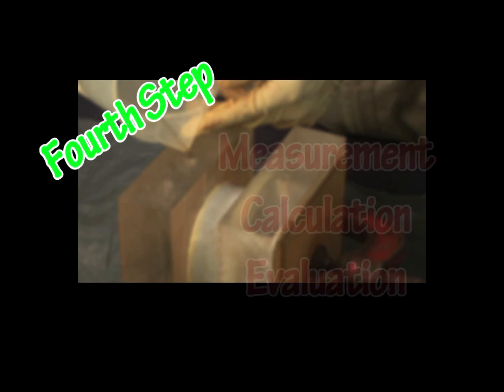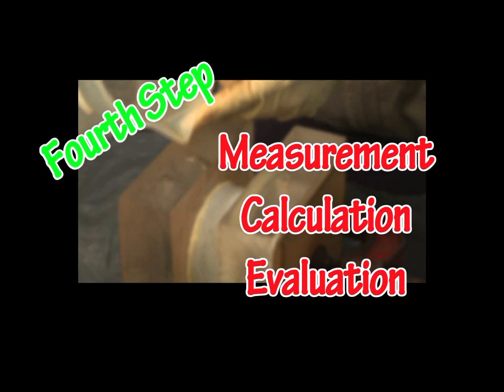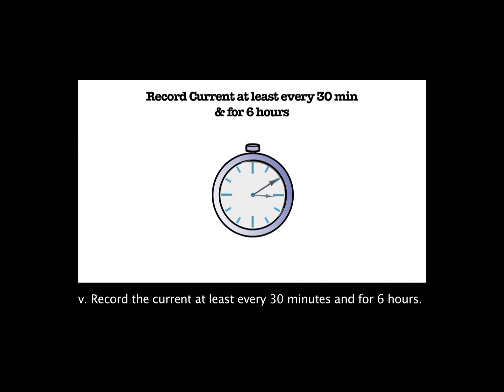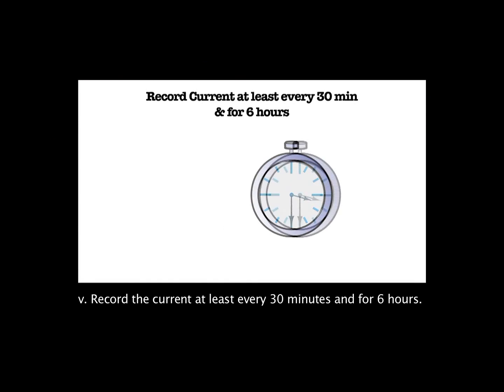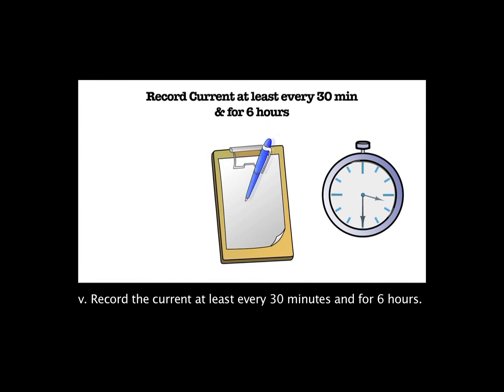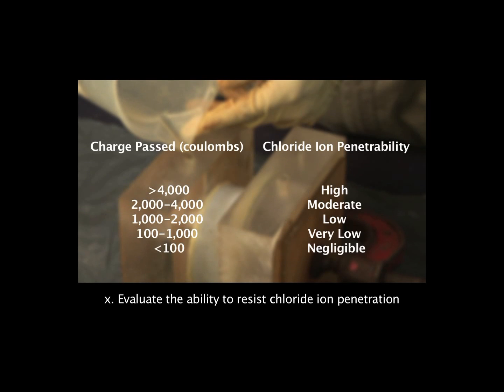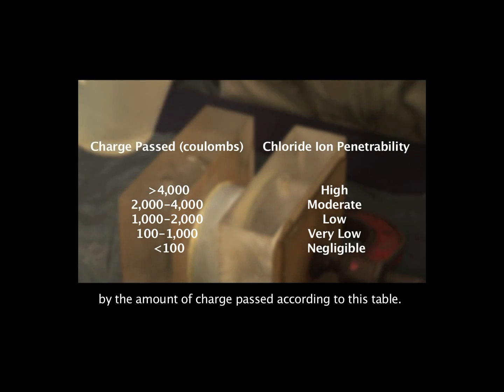The fourth step is measurement, calculation, and evaluation. V. Record the current at least every 30 minutes for 6 hours. W. Calculate the amount of passed charge, which is equal to the summation of the current. X. Evaluate the ability to resist chloride ion penetration by the amount of charge passed according to this table.